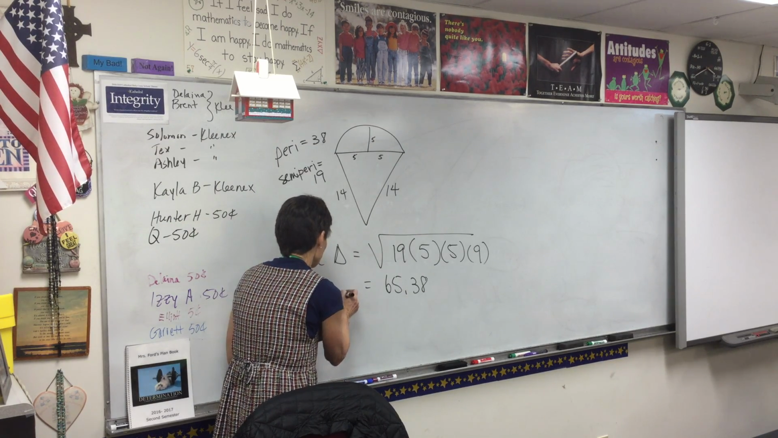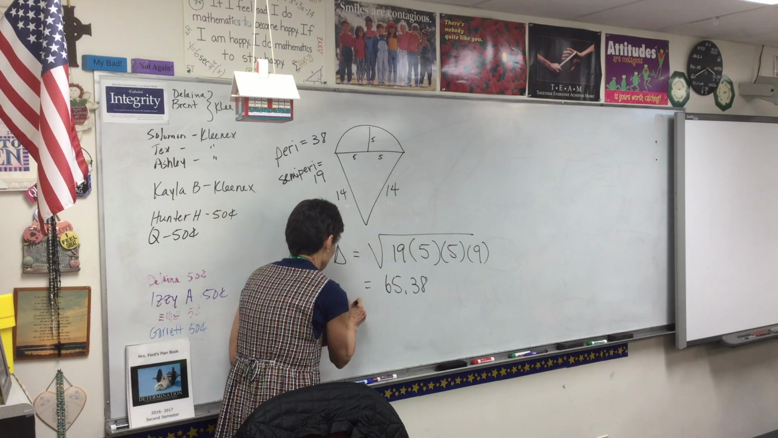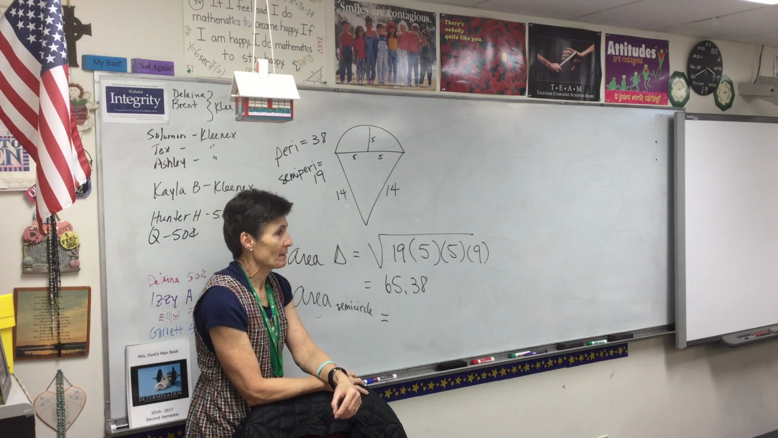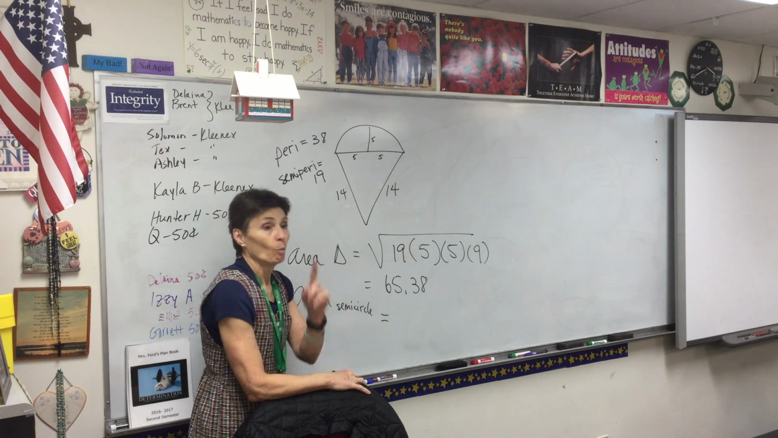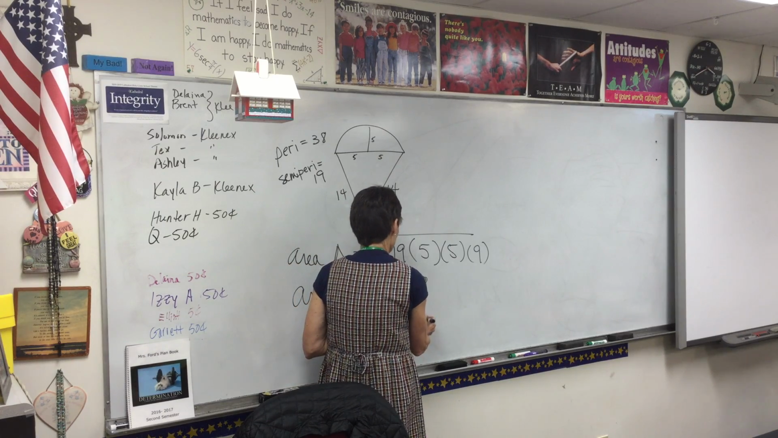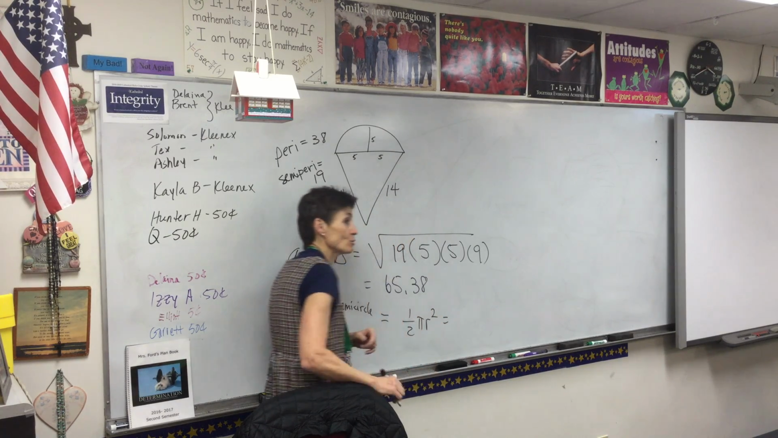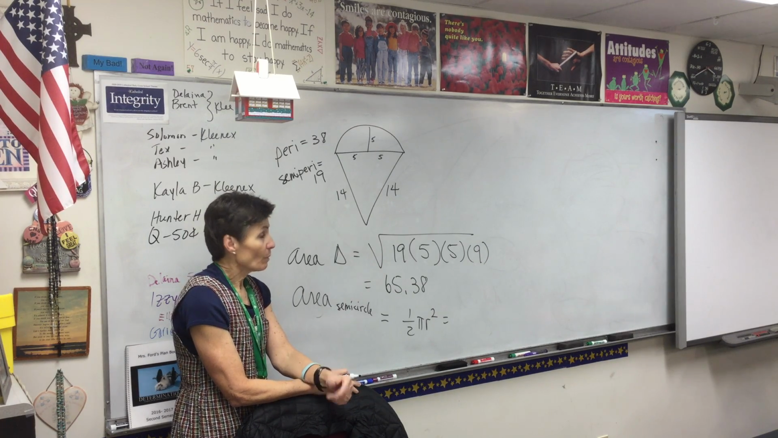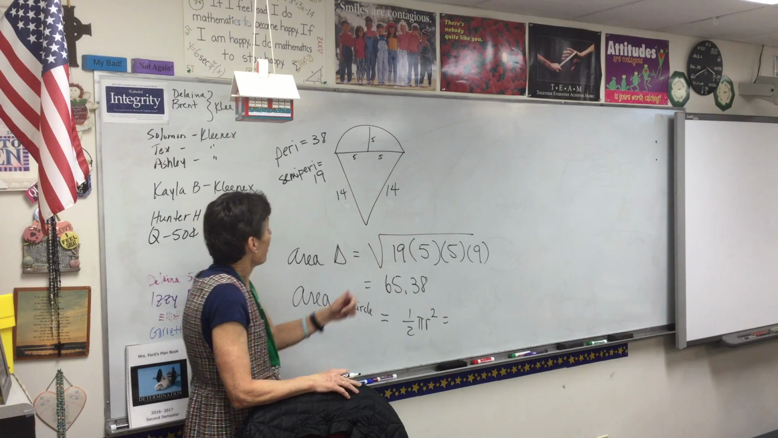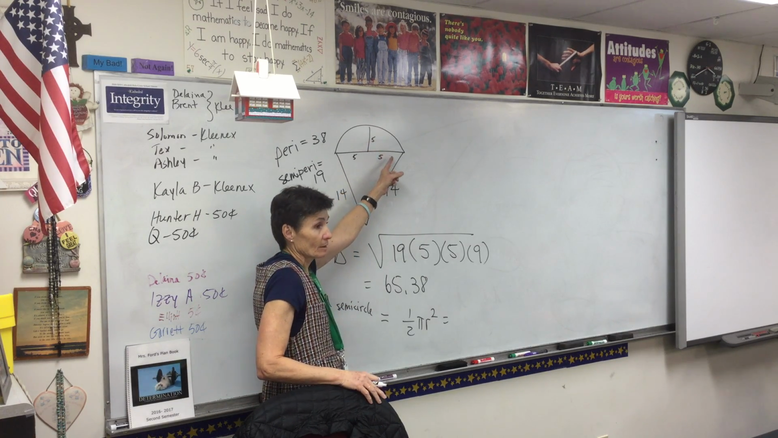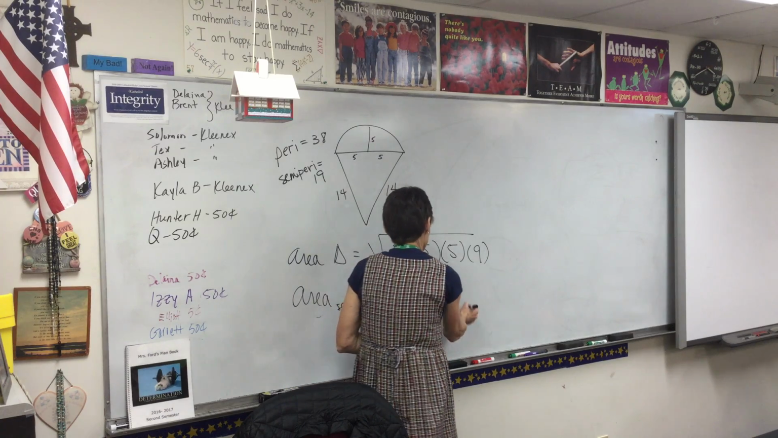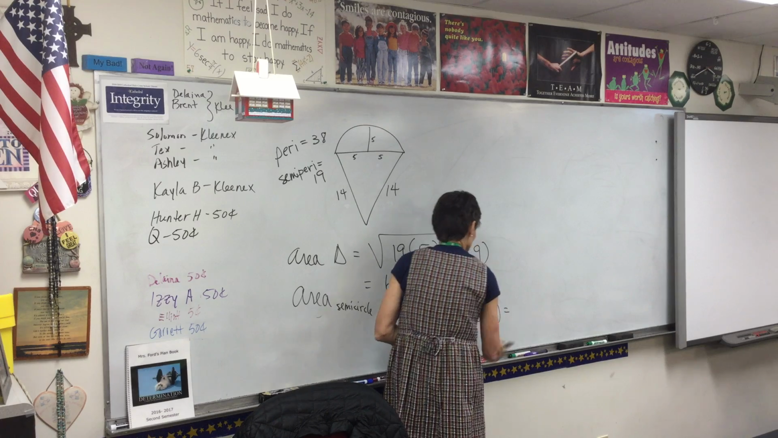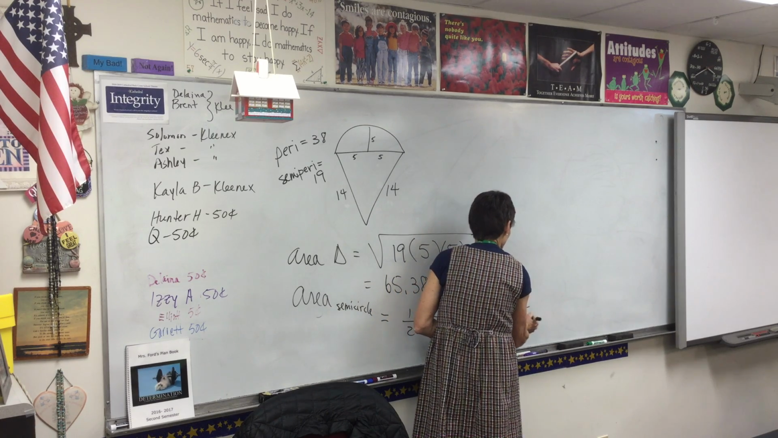Now, what about the semicircle? How are we going to find the area of the semicircle? 1/2 pi r squared. Very good. Because pi r squared is the area of a circle. We want half of it. So what's r? 5. So this is going to be 1/2 times 25 pi. So 25 halves pi.